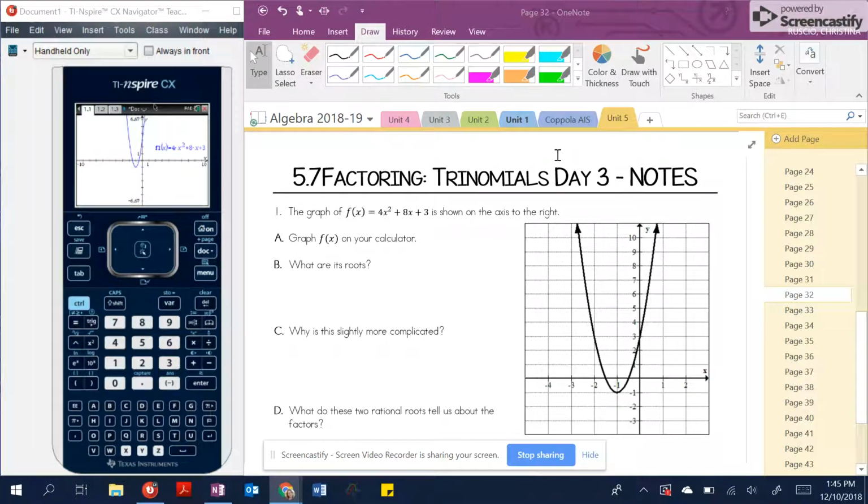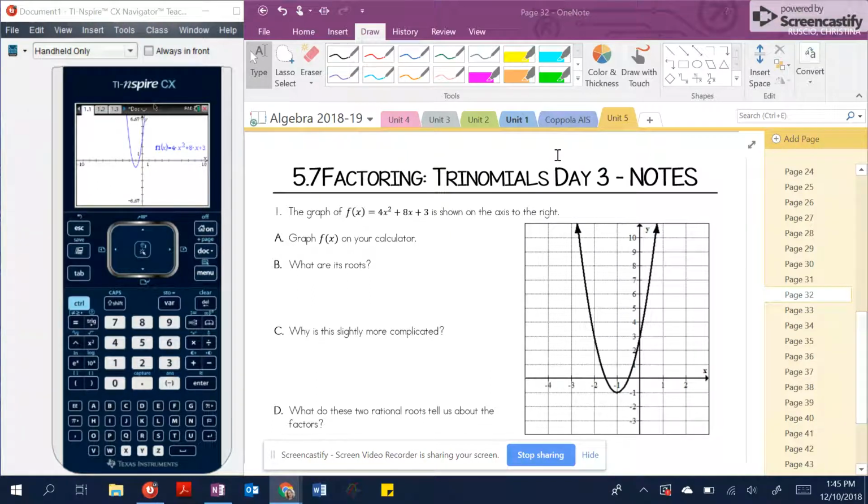Hello everyone, you are watching the 5.7 lesson video on factoring trinomials, day 3. We are almost done with factoring trinomials, and you might think, what more could we possibly do with factoring trinomials for a third day? Well, let's dive right in.